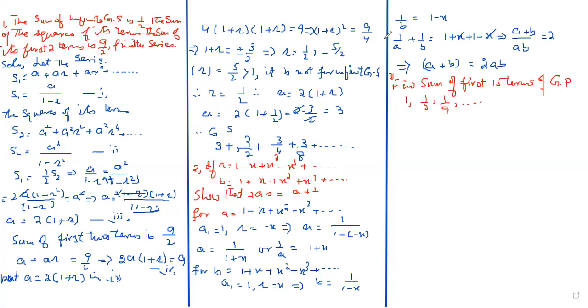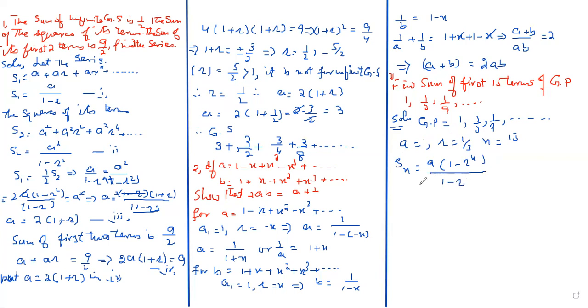Solution. So the GP is 1, 1 over 3, 1 over 9. Here A equals 1, R equals 1 over 3, N is equal to 15. So Sn equals A times 1 minus R raised to power n divided by 1 minus R. So S15 equals 1 minus 1 over 3 raised to power 15, divided by 1 minus 1 over 3.